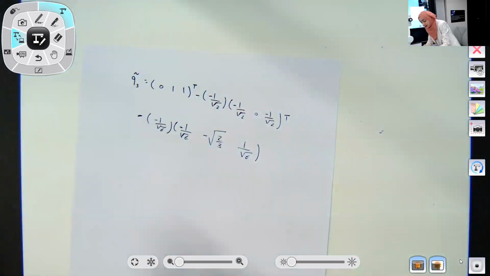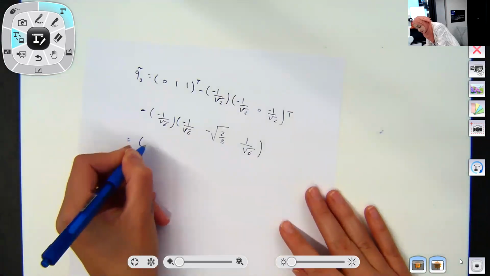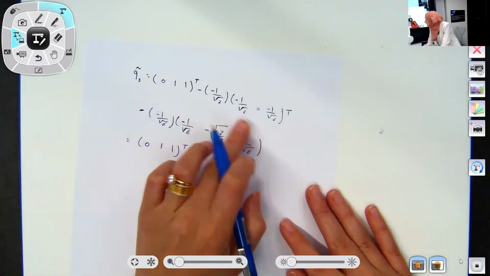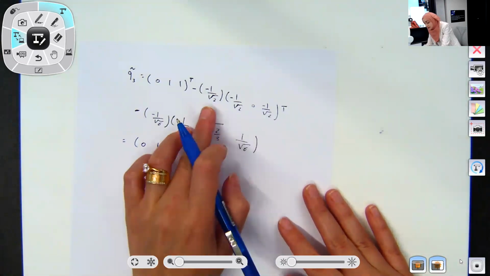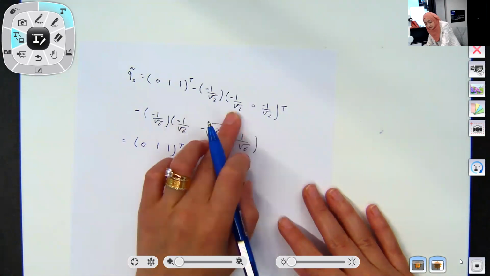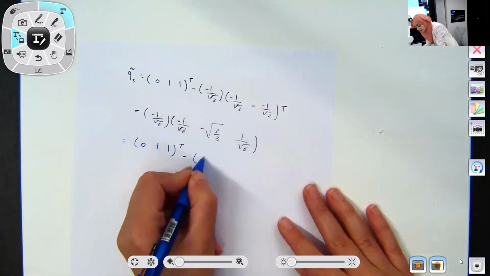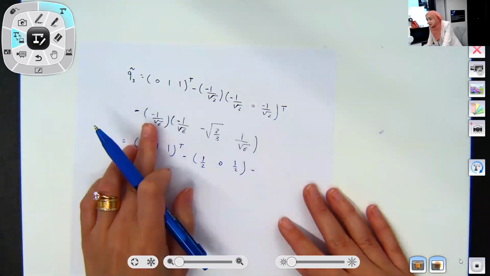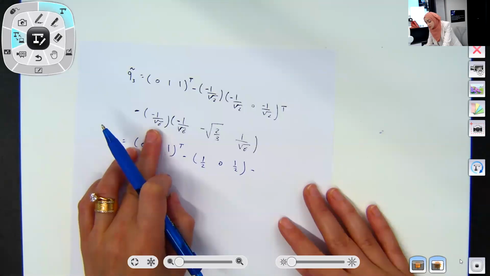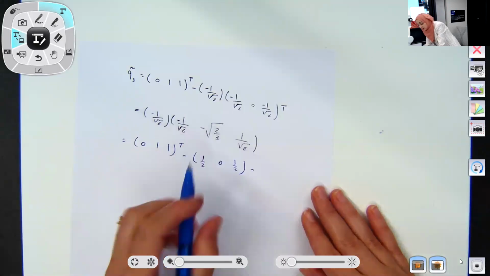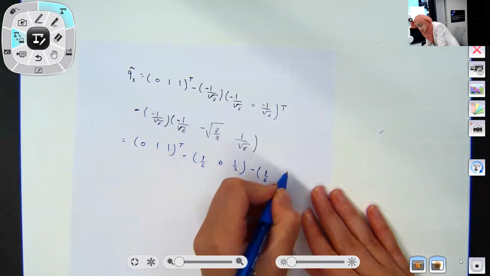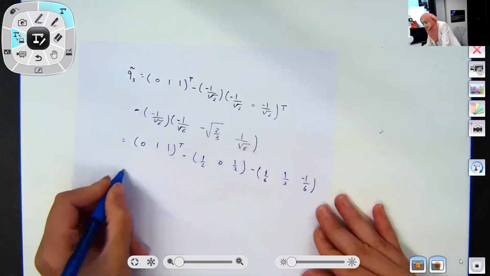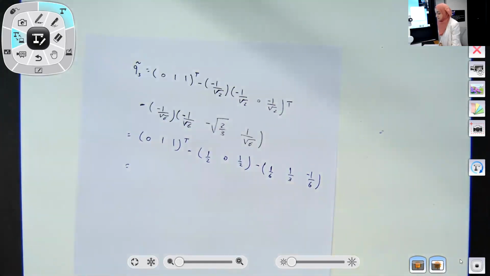Okay, let's simplify. This is equal to (0, 1, 1) transpose minus, let's multiply these together, minus 1 over square root of 2 with each element here, you will get half, 0, and half, minus, we need to multiply minus 1 over square root of 6 with each element here, you will get 1 over 6, 1 over 3, and minus 1 over 6. Now we just need to subtract these three vectors.